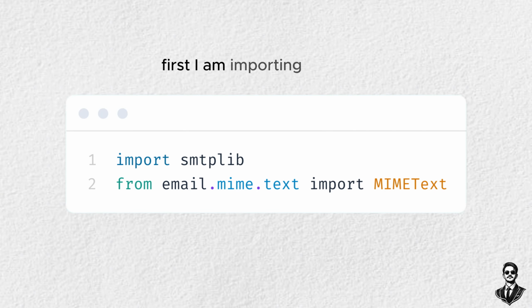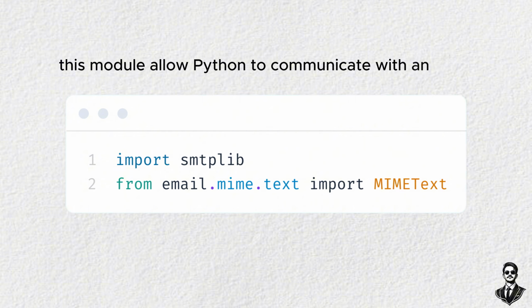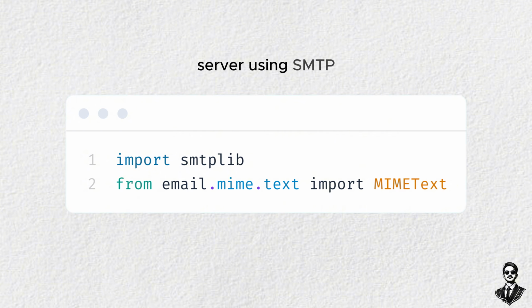First, I am importing smtplib. This module allows Python to communicate with an email server using SMTP, which stands for Simple Mail Transfer Protocol. SMTP is a standard protocol used to send email over the internet.